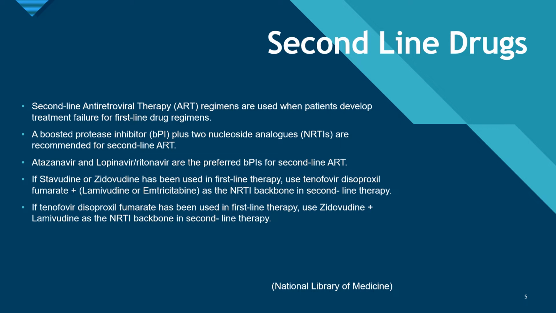So, for example, if stavudine and zidovudine has been used in the first-line therapy, then you would actually move to tenofovir disoproxil fumarate as the NRTI in your second-line therapy. So it kind of has a little algorithm that you would use for that.